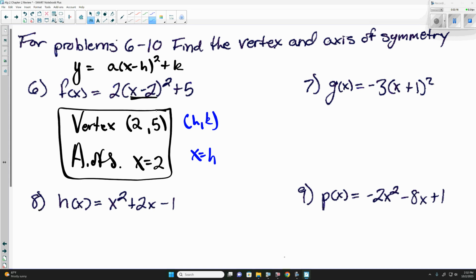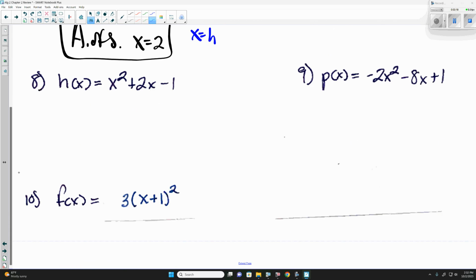Questions on number 6? Number 8 is starting out in what form? x squared plus 2x minus 1, is that in vertex form or standard form? Standard form. The values of a, b, and c will not contain variables. A, b, and c will never contain a variable as part of its value.